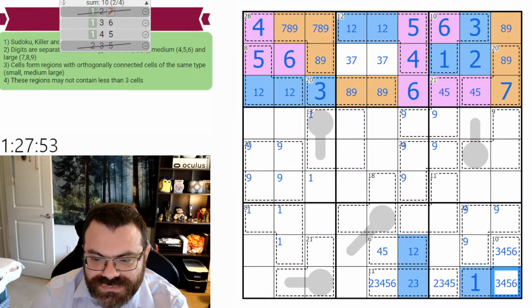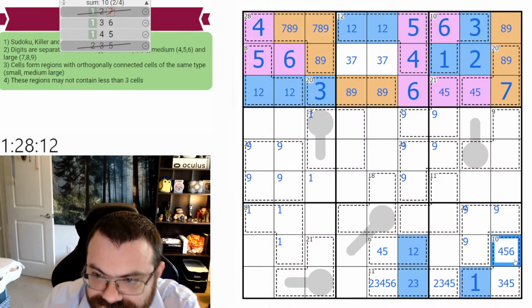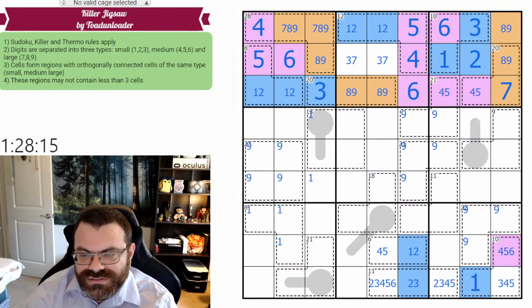If this were 6, it would be mid, and it would be surrounded by blues. No, it doesn't. It wouldn't be. Oh no, sorry, if this was 6, this would be a 3, and then that would definitely trap it. So that's not a 6. If that's not a 6, then this is not a 3. 4, 5, 6 is mid.